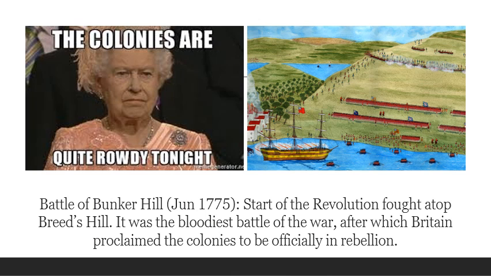But the fighting ends up happening anyway. The Olive Branch Petition is unsuccessful. The king doesn't even acknowledge it because he feels like acknowledging it would acknowledge governing power in the colonies. And so we fight the Battle of Bunker Hill in June of 1775. This is essentially the start of the Revolution.